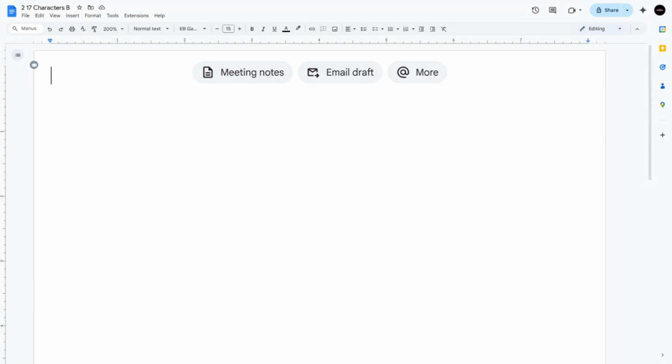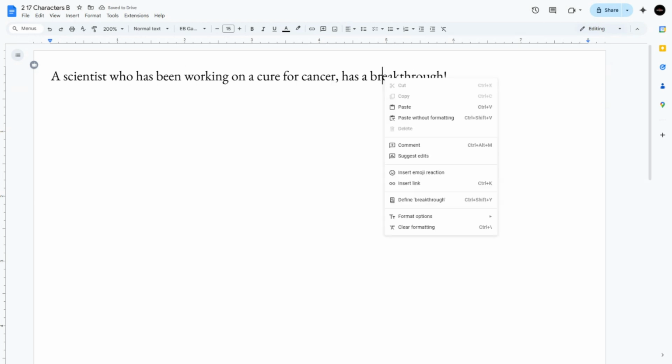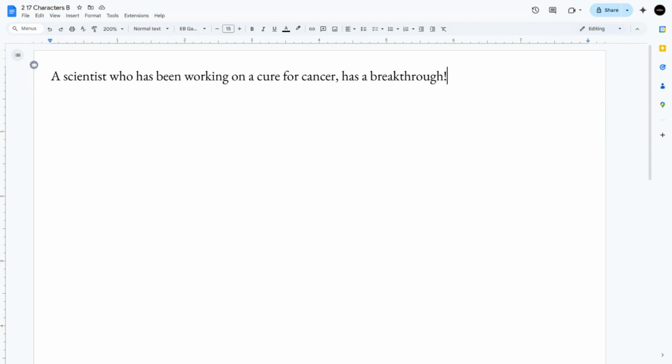So the first thing we're going to do is let's come up with a character. Let's say a scientist who has been working on a cure for cancer as a breakthrough. Is breakthrough one word? I think it is. Yeah, it is, right? Yes. All right. So from here, how can we challenge this character, right? What are the what if scenarios?